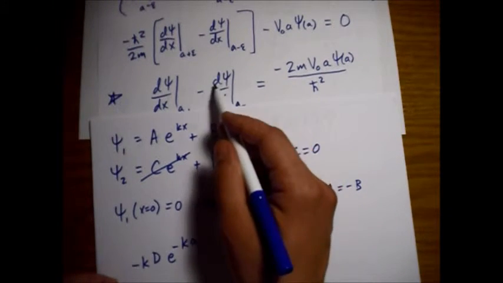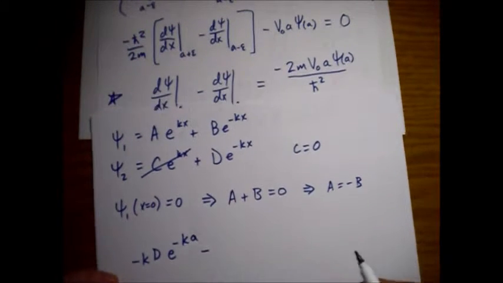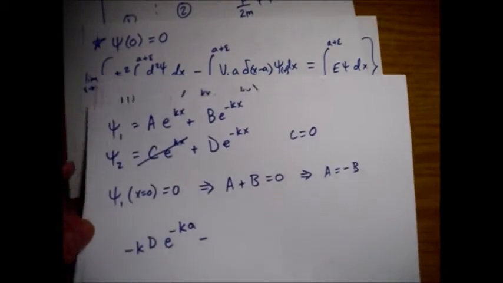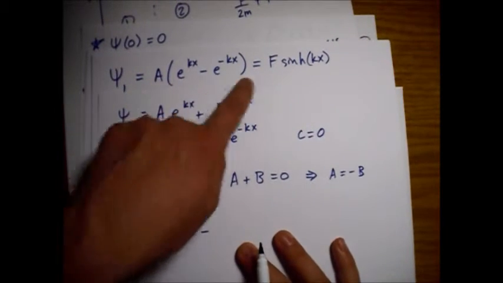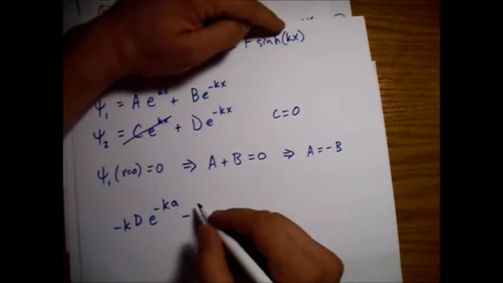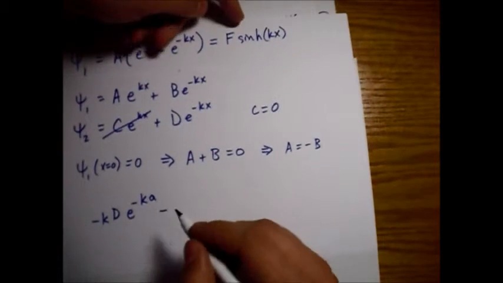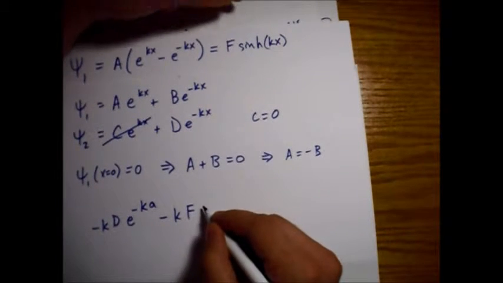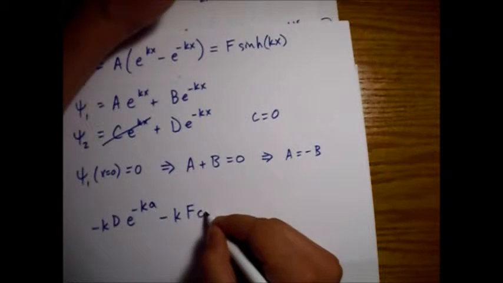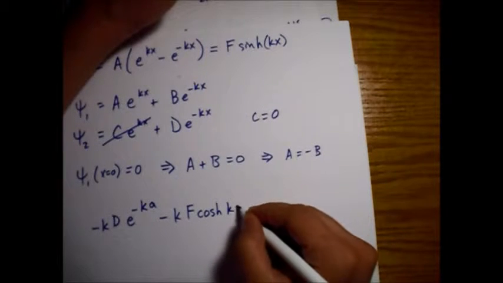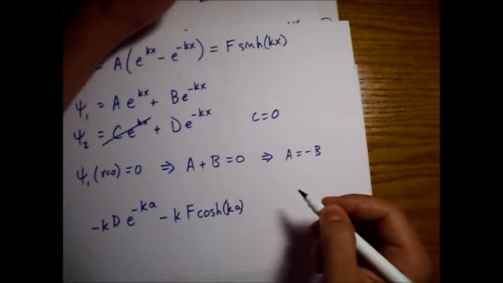Now we will take the derivative of this. All right, and let's go ahead and use the new form that we found real quick. So when we take the derivative of this, we'll just get a k, and then we have our F, and then hyperbolic sine turns into hyperbolic cosine. And again, we're evaluating at x equals a.